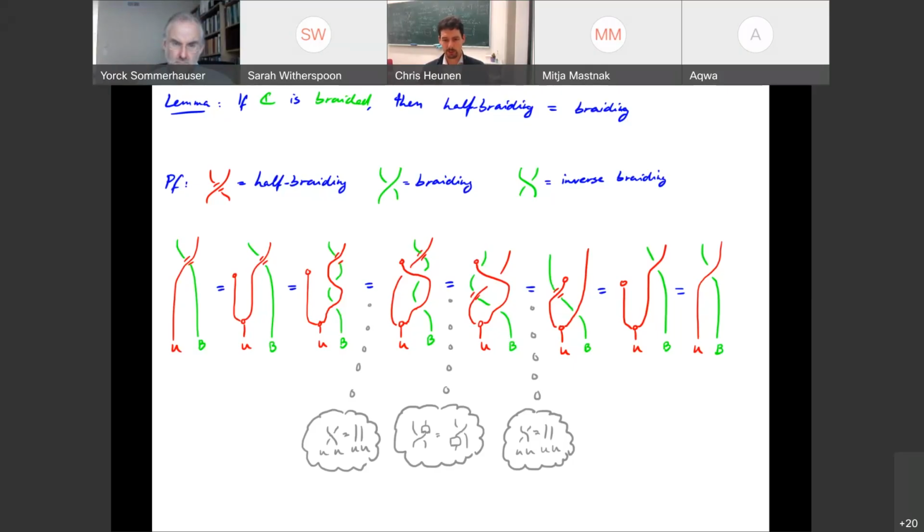Okay, then we're here. Now I'm going to use naturality to pull, if you like, the red overpass down, or in another way, to pull the green wire to the left. And then we're going to use again this little lemma, that swapping the chosen object u with itself is the same as doing nothing, to get rid of this half braiding. Now we can use naturality again to pull this dot down, and you end up with that.